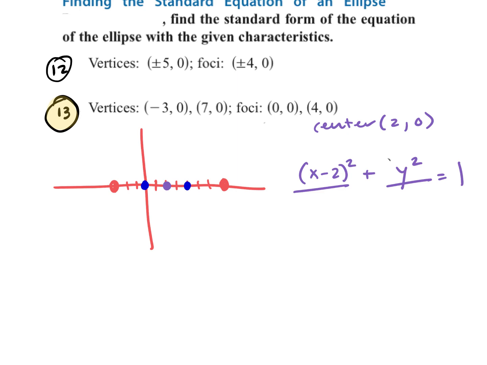So a is the distance from what? The center to the major vertices. So I would go 1, 2, 3, 4, 5. So a is 5. So what is a squared? 25. And we know that that's going under the x because this is a horizontal ellipse.